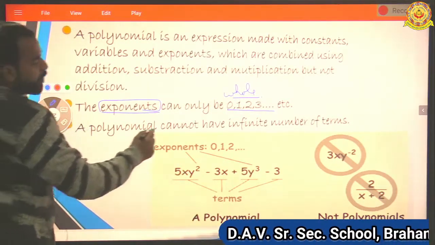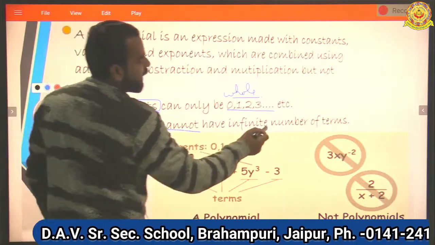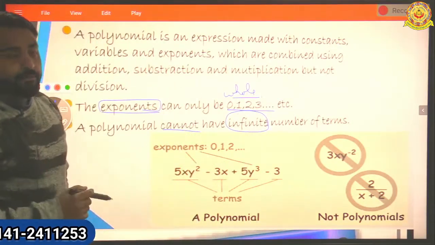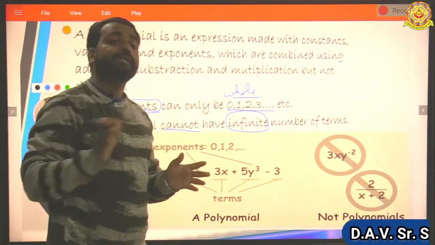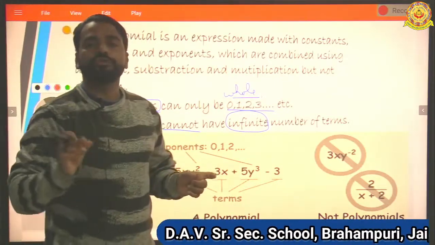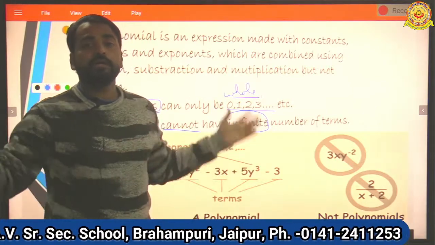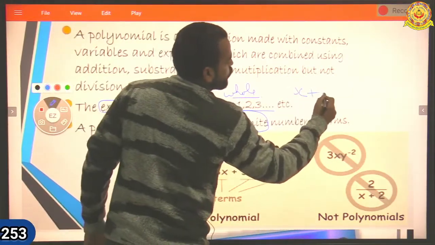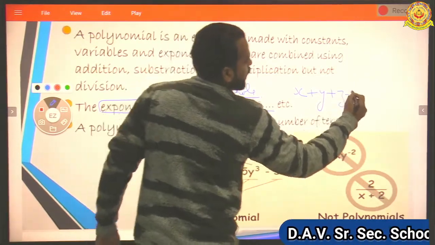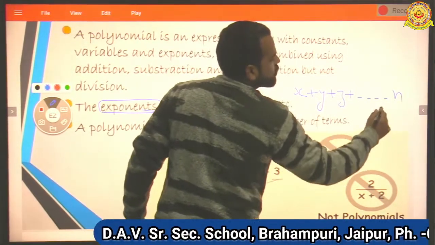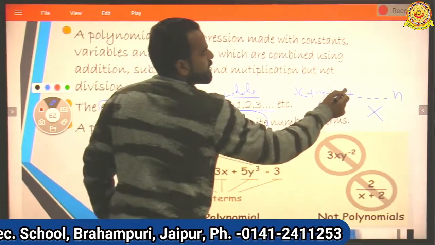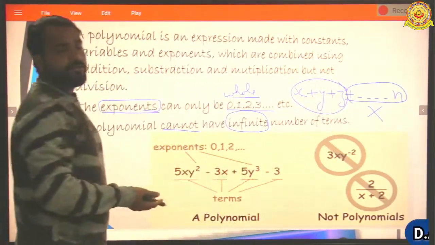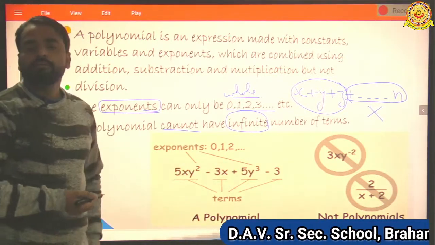Next, a polynomial cannot have an infinite number of terms. That means in a polynomial there are only a certain number of terms. It can be 1, 2, 3, 4, 5, but it cannot be infinite. For example, if we write x plus y plus z plus dot dot dot up to n, this is not a polynomial, because there is no certain number of terms, they are infinite, so we can say these are not polynomials.